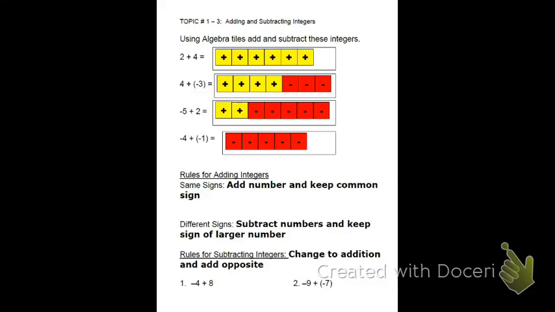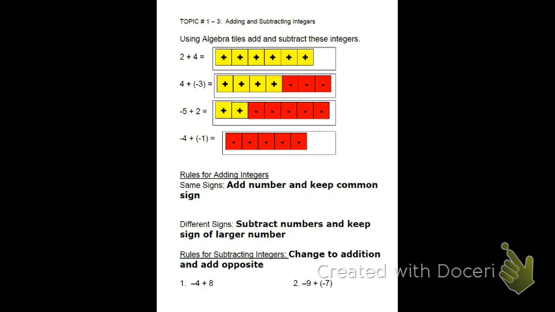Topic 1-3, adding and subtracting integers. If you have some algebra tiles, you can ask your teacher for some, or you actually can just draw little boxes on your page. But if you want an easier way of memorizing rules, you can use the algebra tiles. So I've done just a few examples of the ones that are on your note page, and I just picked the ones that are addition, so we're going to have to go through some subtraction in a minute. But look at the first one.